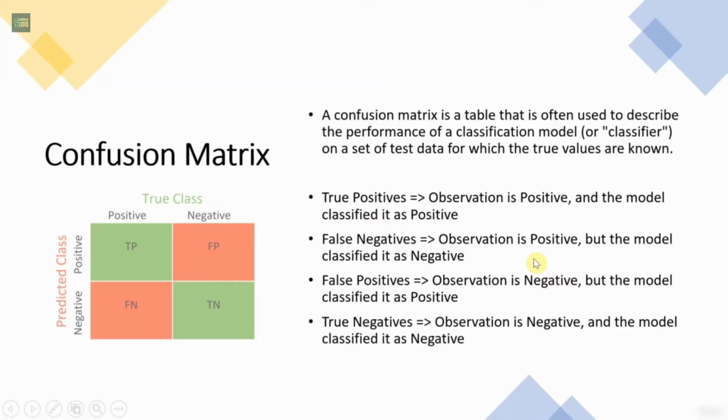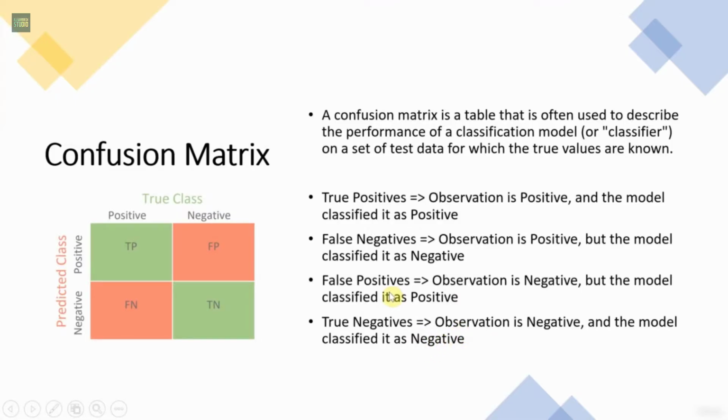False negatives are the ones where the actual is positive, but the model classified it as negative. So once you build the model and do the prediction on it, that is coming as negative, but the actual is positive, right? Those come under the false negatives. Now what are false positives? That is this, right? Where the observation is negative, but the model classified it as positive. And finally, what are the true negatives? Where the actual result is negative, and the model that we created has classified the data point as negative.